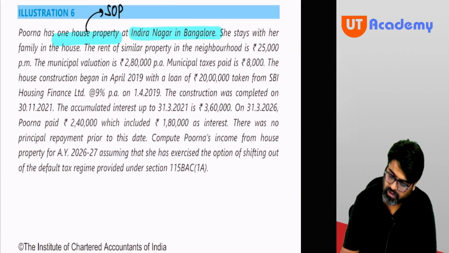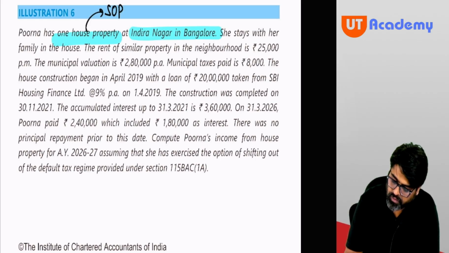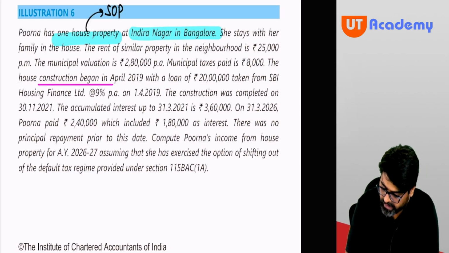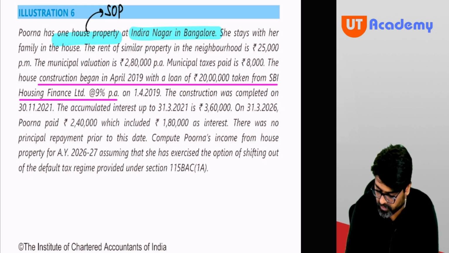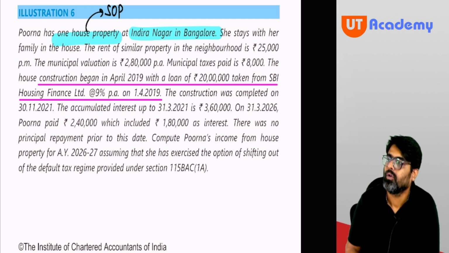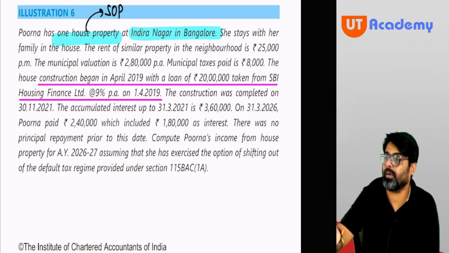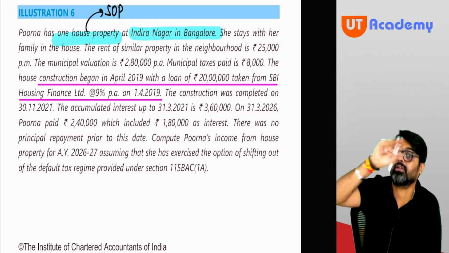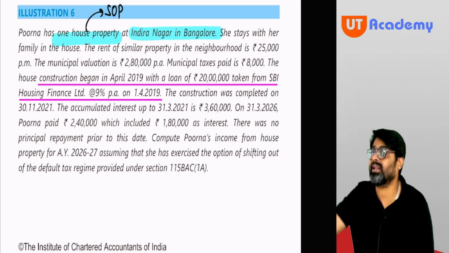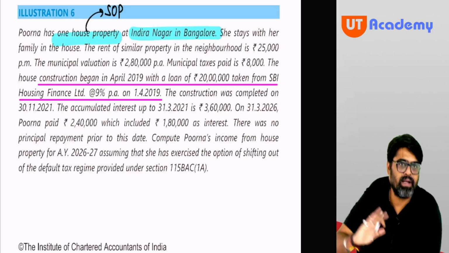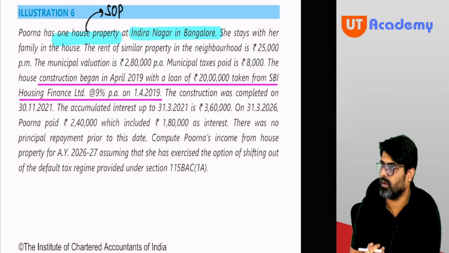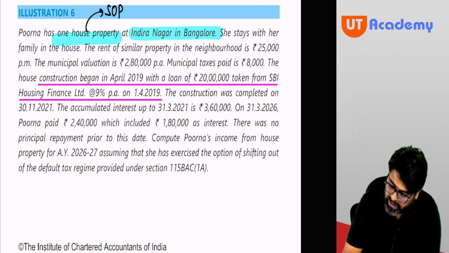Ready? So what they are saying, see, the construction of the house began in April 19 with a loan taken from SBI Housing Finance Limited at 9% per annum on 1/4/2019. The loan was taken to construct the house property. This house property, Purna's house property at Bangalore, was constructed, and the construction started in April 19. To start that construction, Purna had to take a loan. When did she take that loan? 1st of April 2019. Can I say this 1st April 2019 is the date of borrowing?